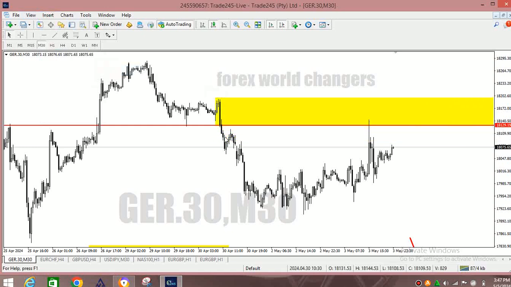So it's already tested. It's a bit tricky because you see it already went and tested this level. So going up again is going to be the second test. And remember, whenever it's hitting a certain level more than once, it becomes weaker and weaker. So I'm expecting a sell, a drop at this zone as well. So those are the setups that I have for Nasdaq, gold, and US30.